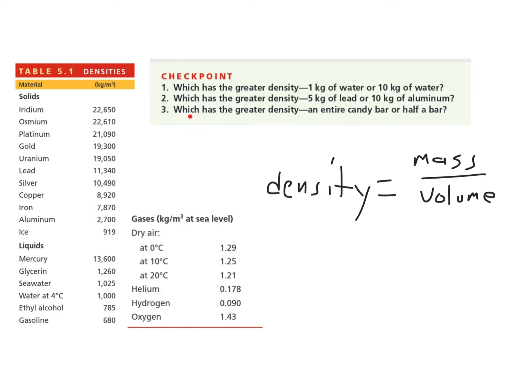And finally, we have what has a greater density? An entire candy bar or half of a bar? Assuming the candy bar is uniform, then it doesn't matter whether you have the entire candy bar or half of it. It's going to all have the same density on average.